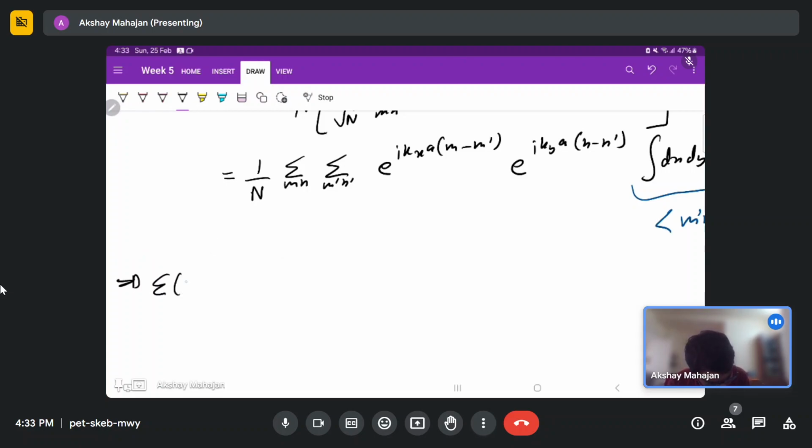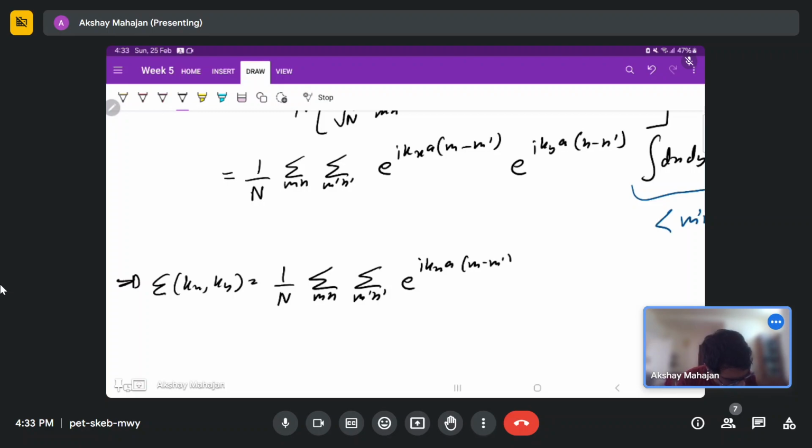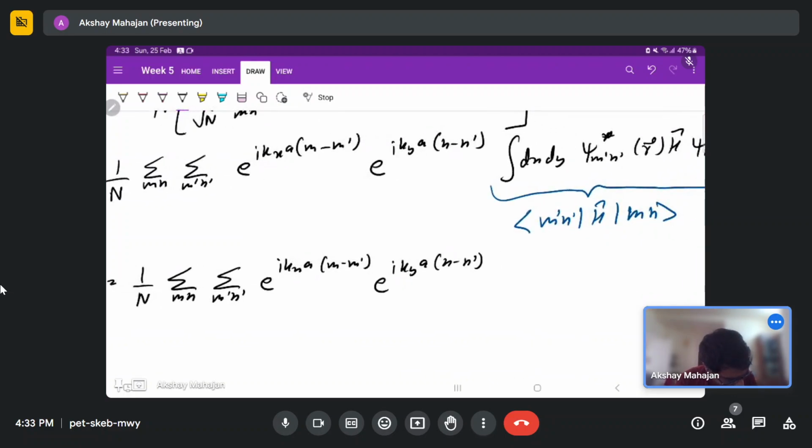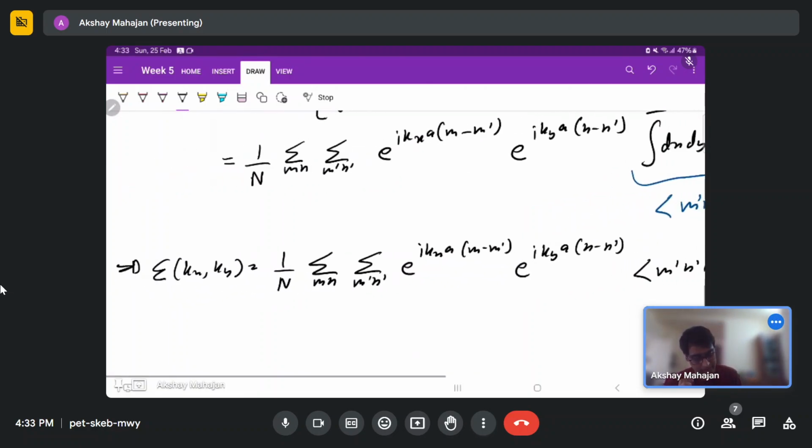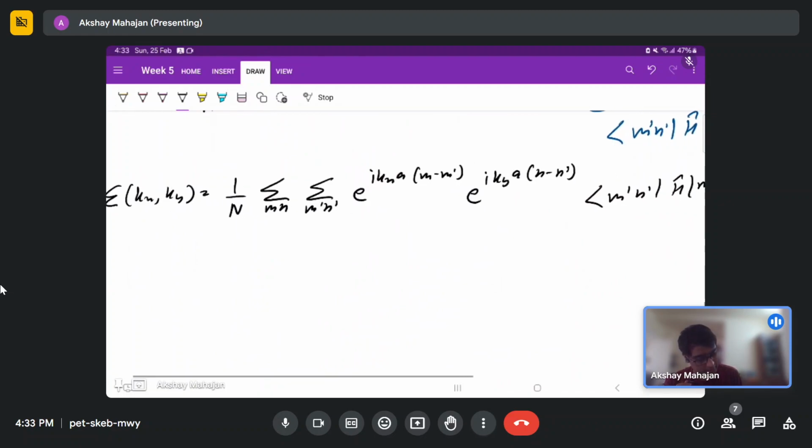Energy dispersion E(kx, ky) will be equal to 1 by N, summation over m, n, summation over m', n', e to the power iota kx a (m minus m'), e to the power iota ky a (n minus n'), times this matrix element <m', n'| H cap |m, n>. Alright, so this will be our energy relation.